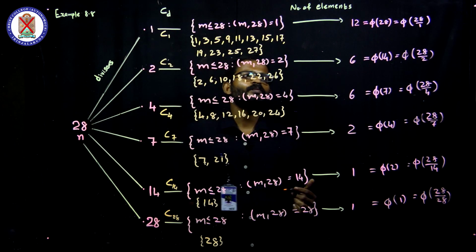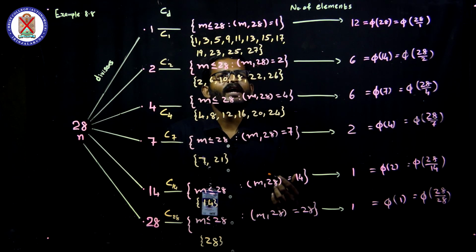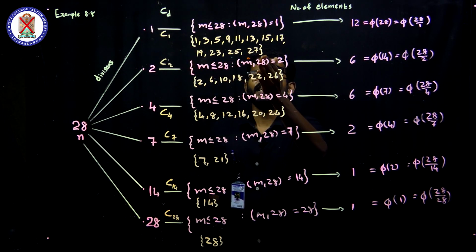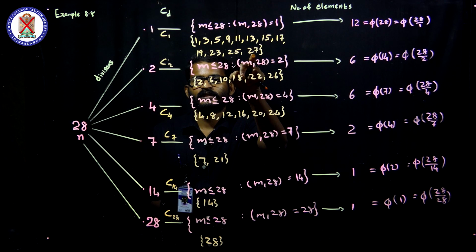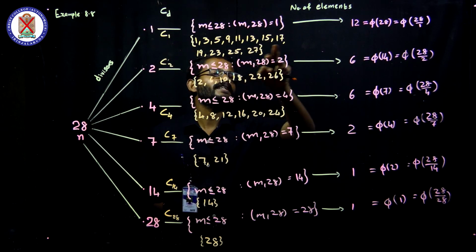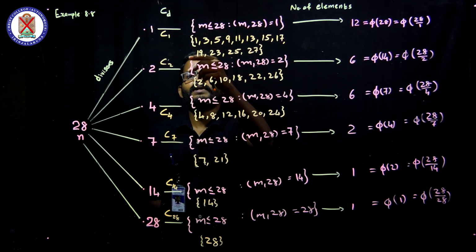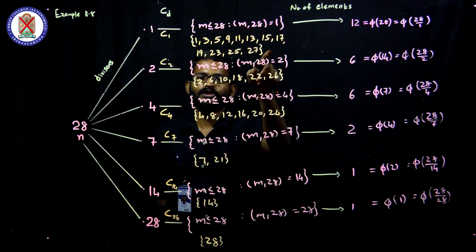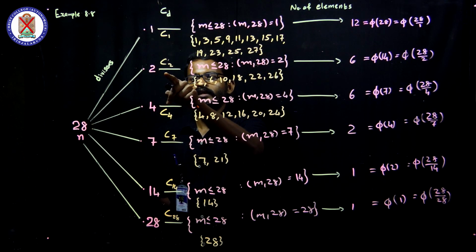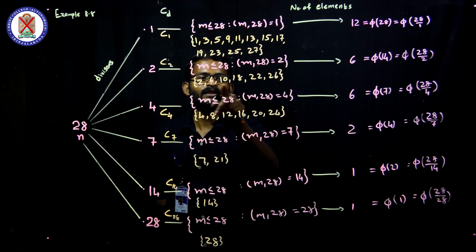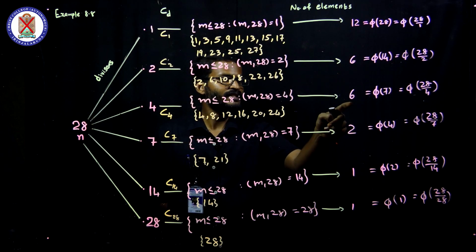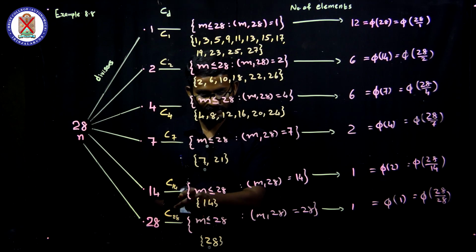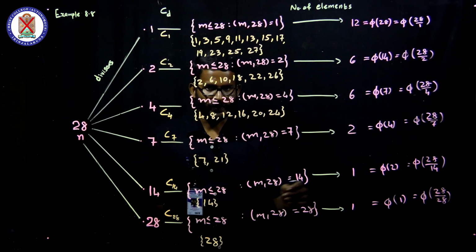Now I wish to evaluate the number of elements in each class. Now it is clear that there are 12 elements in C1. That is, the cardinal number of elements in C1 is 12. By counting, it is clear that this is 12. And the number of elements in C2 is 6, C4 is 6, C7 is 2, C14 is 1, C28 is 1.